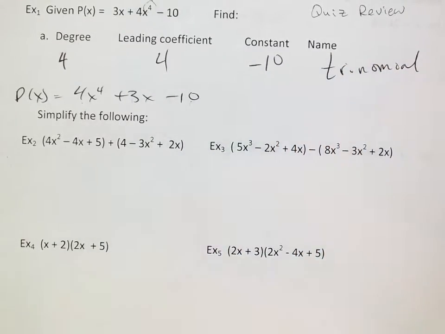Trinomial. If it has 2 terms, it's a binomial. If it has 1 term, it's a monomial. If it has more than 3, it's called a polynomial. We don't call it a quadnomial or a pentamonial. It's just a polynomial, okay?